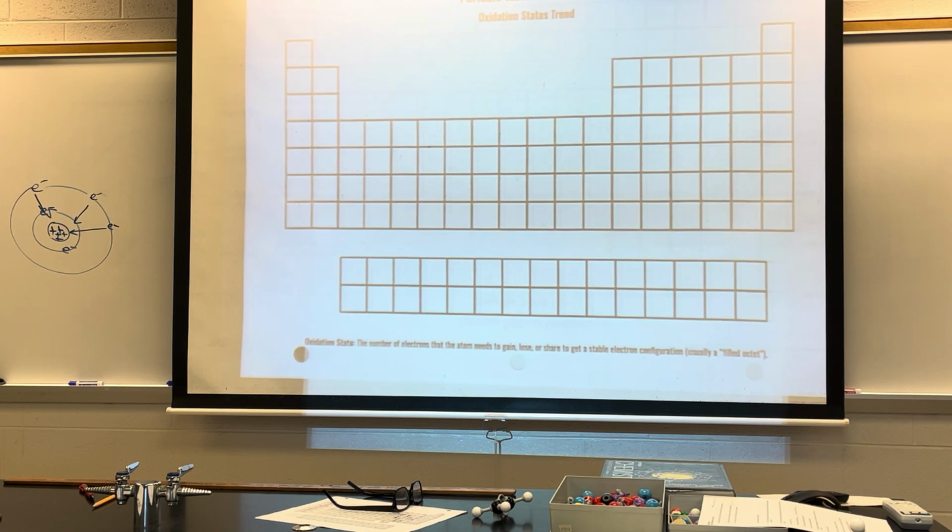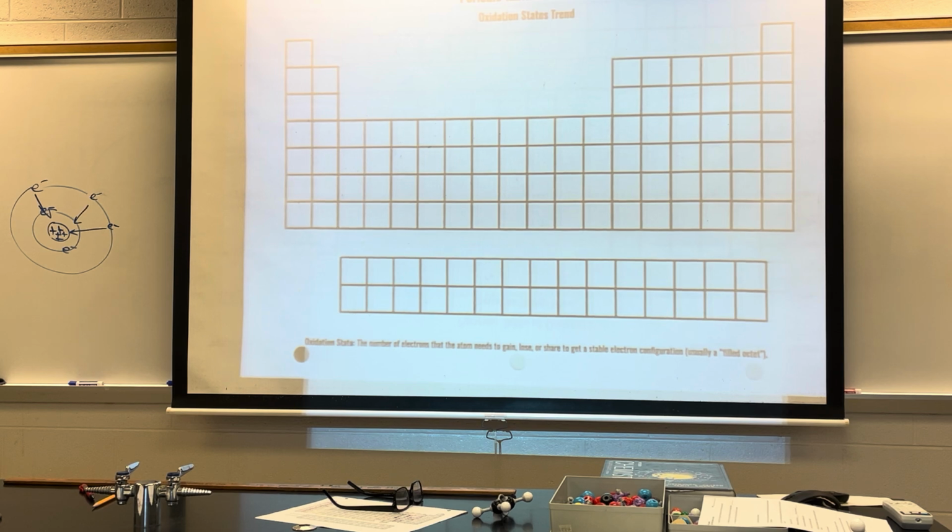When we get into bonding, as soon as we come back from Thanksgiving, it's going to talk about how many electrons they share. When it's a metal and a non-metal, what type of bond is it? Ionic. What happens with electrons there?